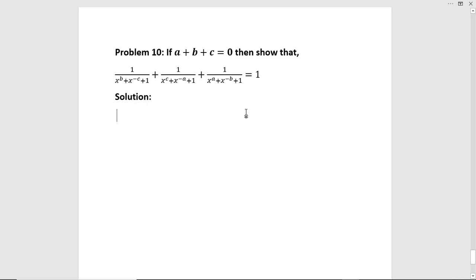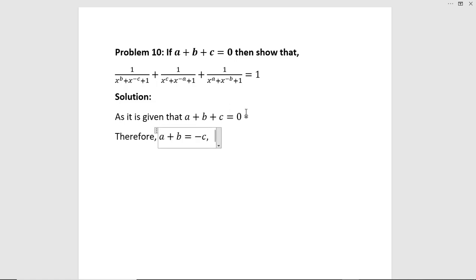So, solution. Look here: as it is given that a + b + c = 0, therefore you can write a + b = -c, or b + c = -a, or c + a = -b. So if we take b to the right side, we get a + c = -b, and thus the sum of two will be the negative of the third one.